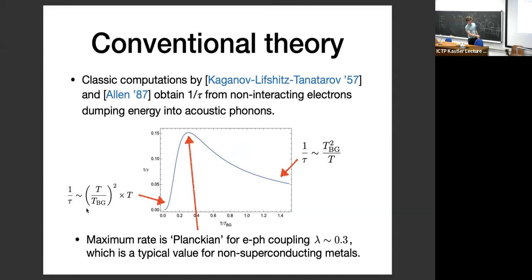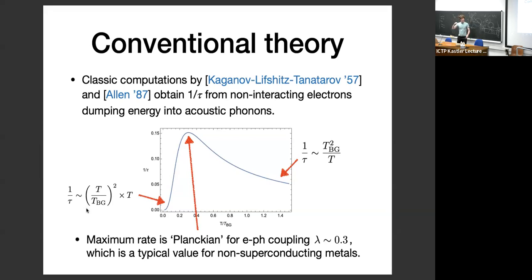So a couple of interesting things. To make this plot is very intuitive. The reason it goes to zero here is because there are not many phonons there at low temperatures. The reason it goes to zero at high temperatures is more interesting.